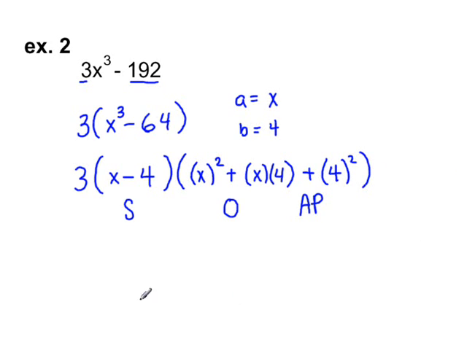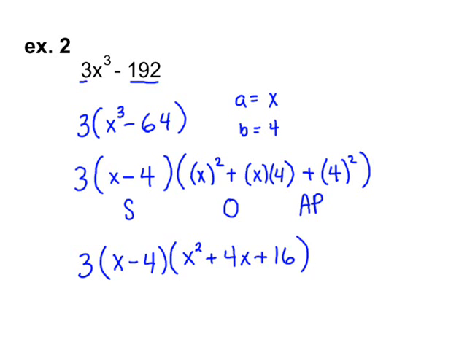Alright, let's simplify. Bring down your GCF. Your binomial, can't do anything else with it. But our trinomial, x squared will be x squared. X times 4 is 4x, and 4 squared is 16. Again, you need to double check to make sure that you can't factor anything else any further than you can already, and in this example nothing else will factor.